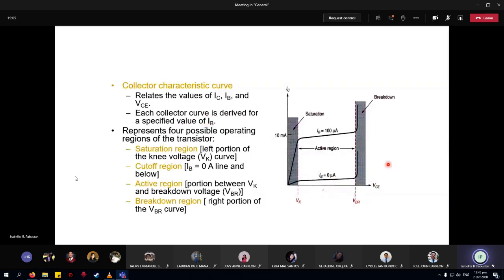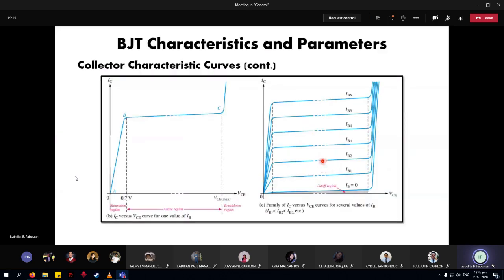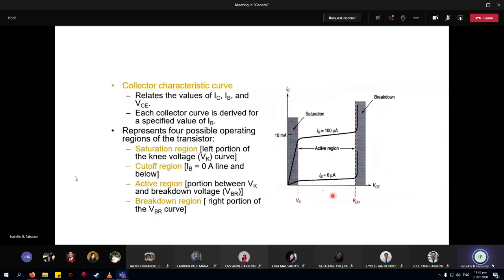Collector characteristic curve relates the values of IC, IB, and VCE. Each collector curve is derived from a specified value of IB. Now, paano nyo iintindihin itong curve na ito? Actually, dito sa nakadrawing, dalawa na agad, tapos dito, ang dami. Hindi nyo ito makikita na ganyan. If you are doing the experiment, hindi nyo siya makikita na ganyan agad kadami. In fact, hindi mo rin makikita na ganyang dalawa agad. Isa-isa lang.